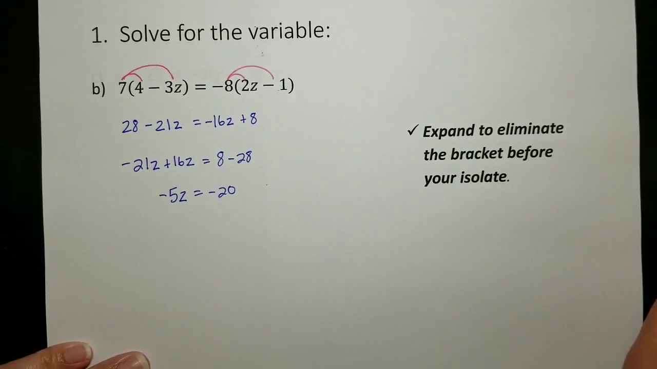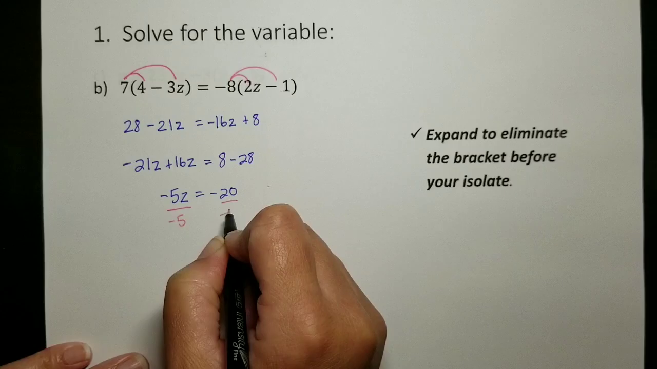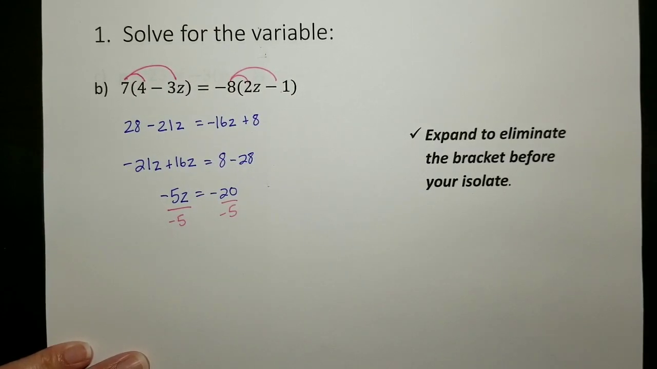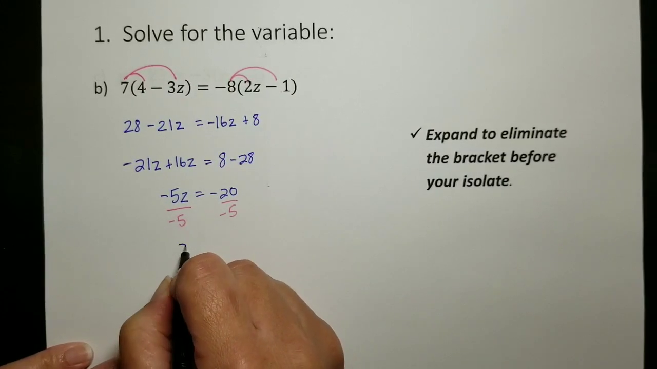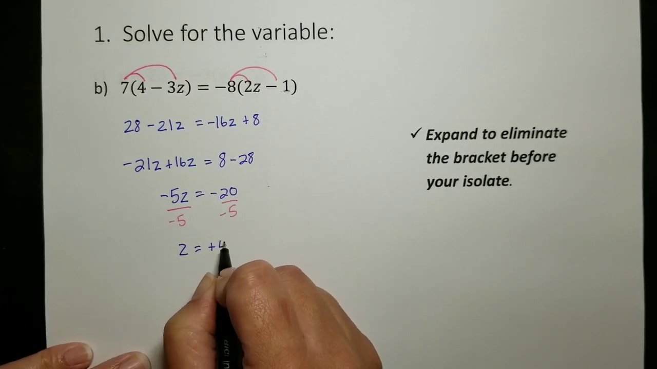And then I'm going to divide each side by the coefficient there. I have negative 5 times z, so I'm dividing by negative 5. And I get z equals negative, and negative makes positive, 4.